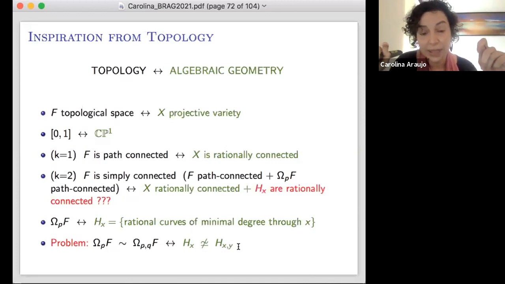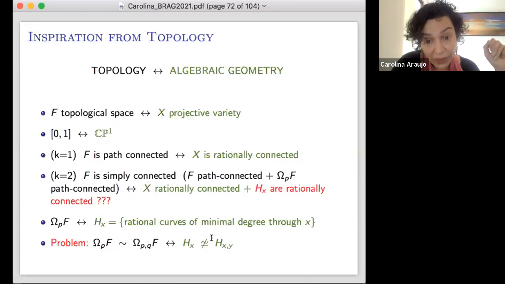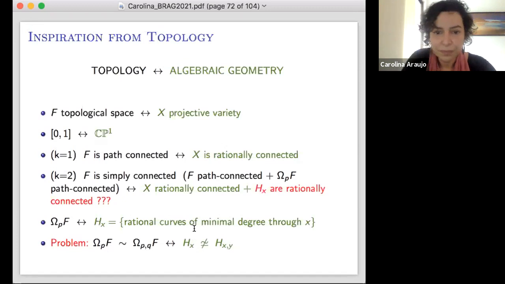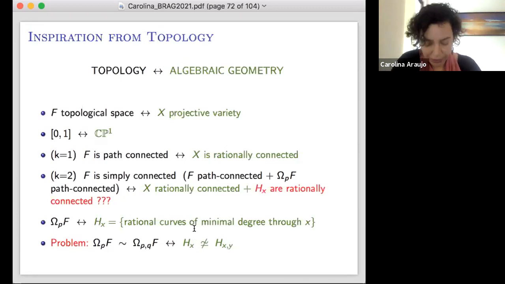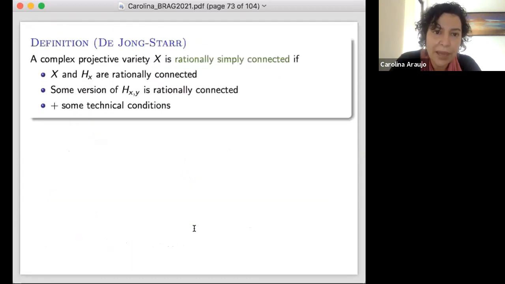This minimal degree is not the same, but you can say, so now you want to study spaces of rational curves of small degree through 2 points, then it's not easy, it's not automatic to completely recover it just by knowing the space of rational curves through a point. So this is a difficulty in algebraic geometry. Nevertheless, this analogy has been explored. And there are several notions, it's not yet stabilized, of what people now call rationally simply connected.